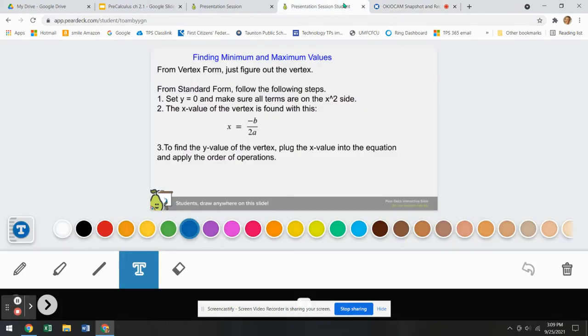All right, next one is over here. We're going to find the minimum and maximum values. I really feel like Algebra 1 and Algebra 2 cover this, and the steps are right there. From standard form, you set y equal to 0. Make sure all of the other terms are on the same side as the x squared. And then to find the x value, you do the opposite of b over 2a. And then once you get that, you just plug it in. So we're going to do a couple of those.